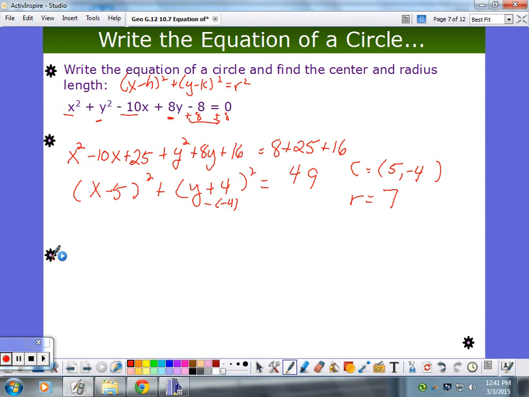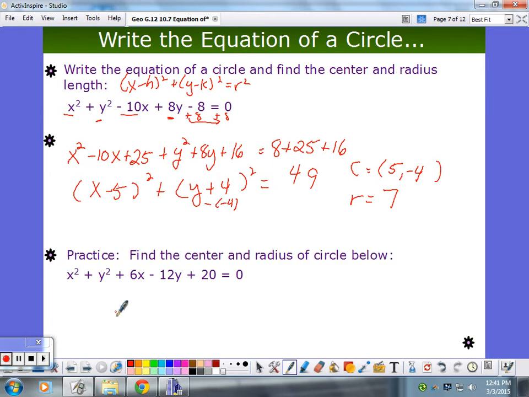So now, just for that, you get to do one all by yourself. Figure this out. Do the same thing. Group those X's together. Group those Y's together. Complete the square, remembering, if you add something on this side, you add it to the other. Write it as the binomial square. Go. Do it.